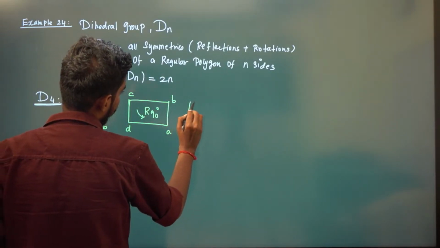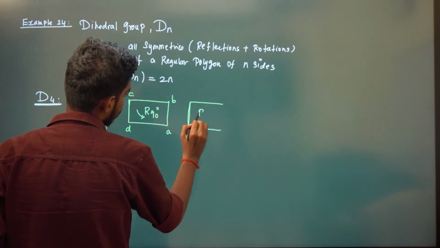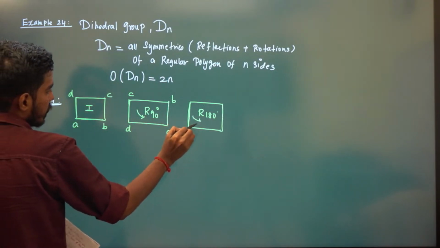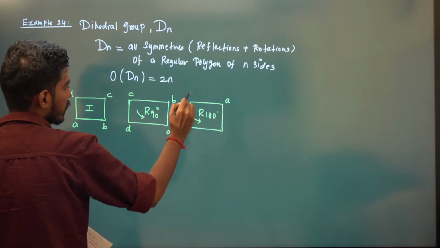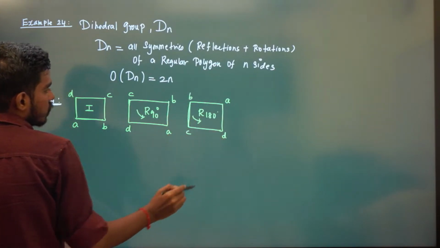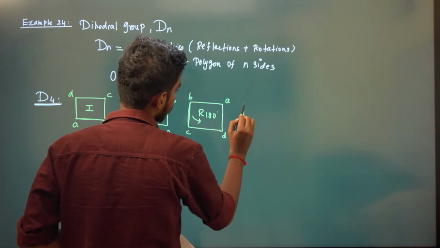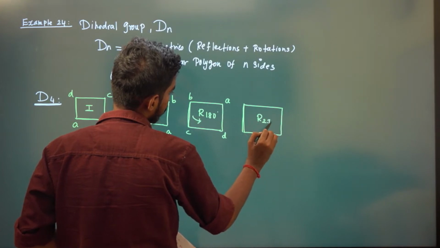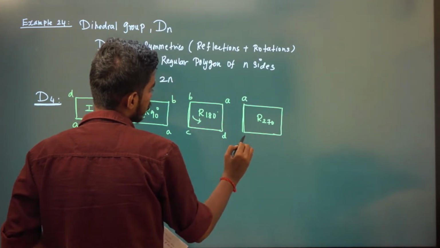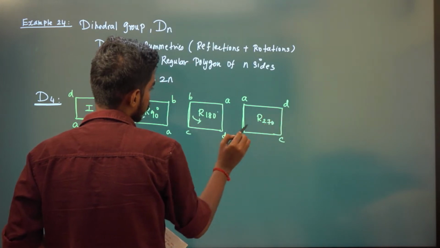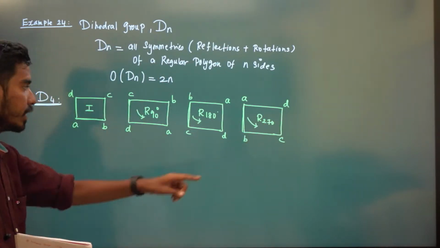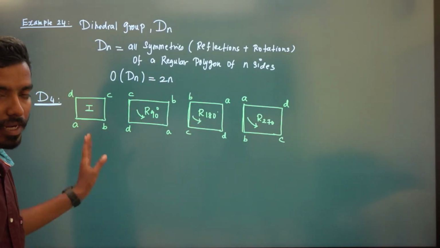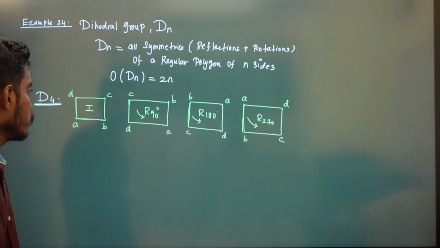Let's rotate by 180 degrees. Rotate this again by 90 degrees, so this A will go here. Rotate by another 90 degrees, rotation by 270, so this A will go here. If you rotate again, you will get ID again, because if you rotate 90 degrees again, you will get the ID permutation again. So you will have 4 rotations.